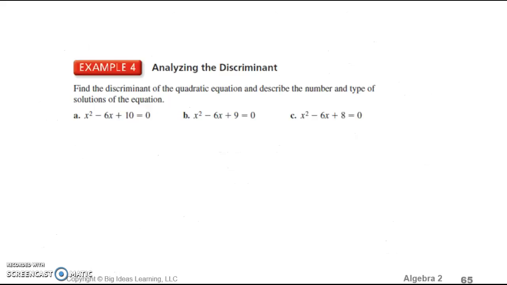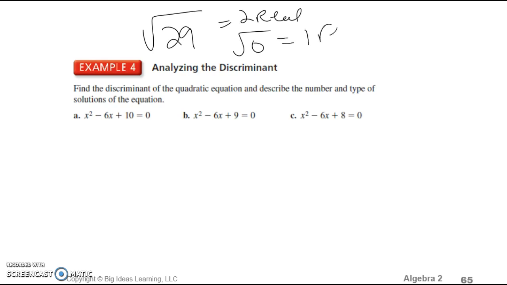So in the first 3 examples, in example 1, underneath the radical, we had an answer of 29, and then that gave us 2 real solutions. In example 2, under the radical was 0. That gave us 1 real solution. In example 3, under the radical was negative 36, and that gave us 2 imaginary solutions.